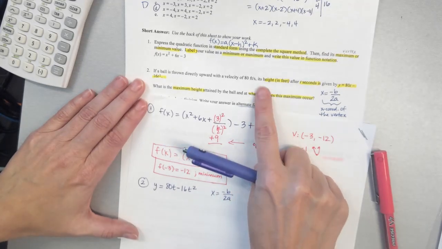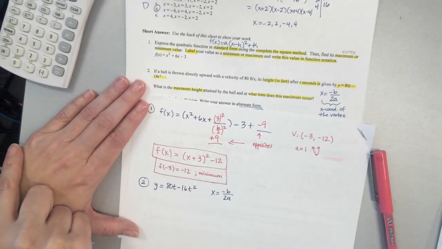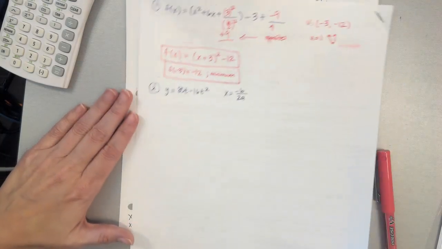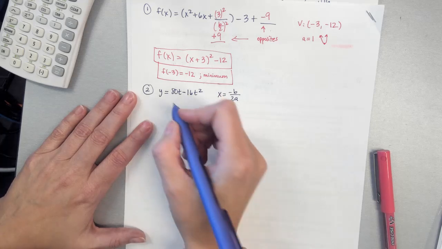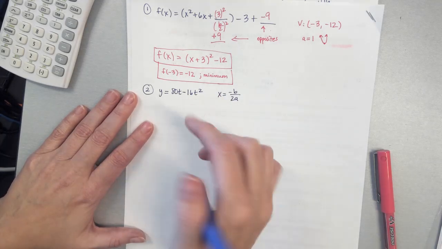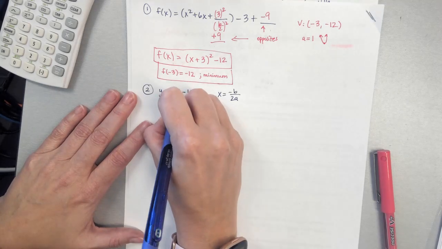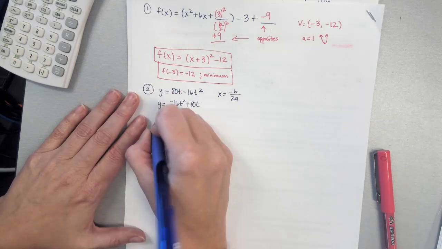It says its height in feet after t seconds is given by this equation. Okay, so then when you do this, remember that you want to put this in standard form, or can you guys find your a and your b this way without writing it in standard form? Because if you can, that's what I would do, just to save time when you're writing.